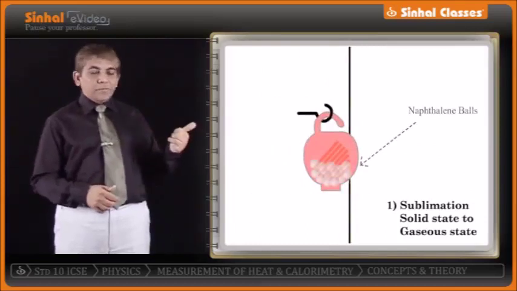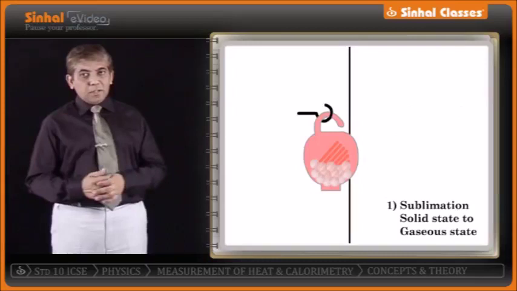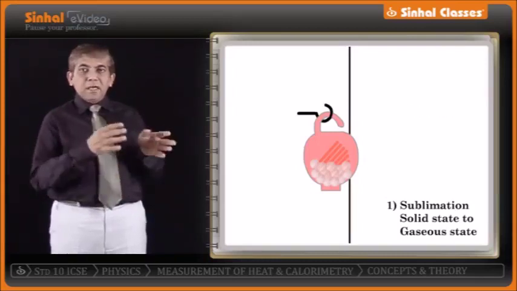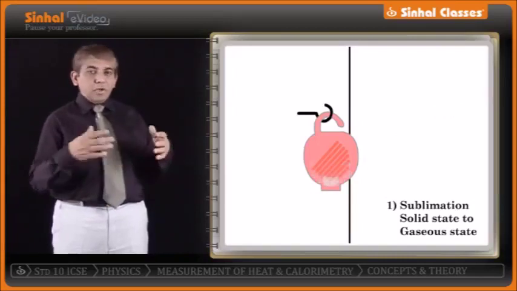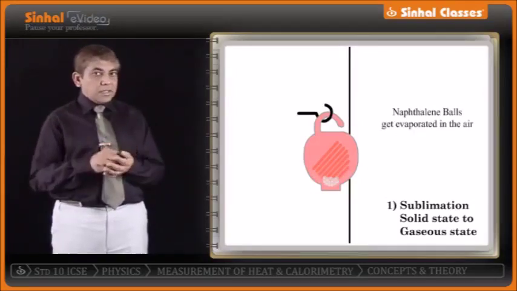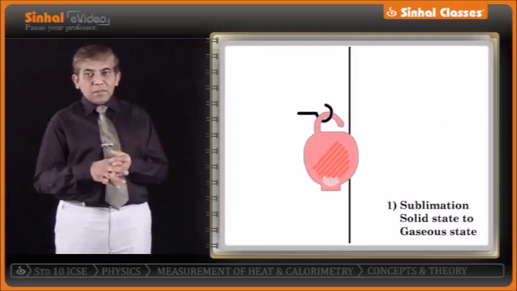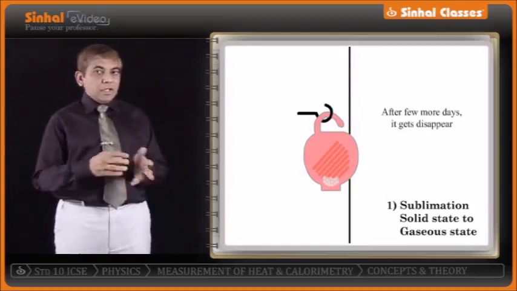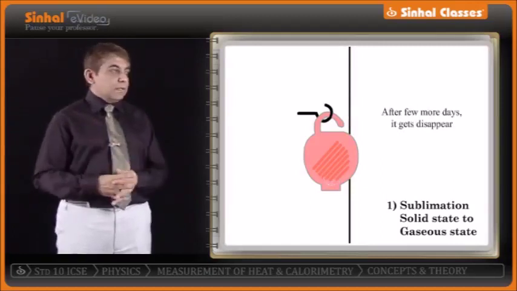A very good example for this is naphthalene balls. We see that naphthalene balls are kept across various containers and chests so that it gives you a proper aroma or a fragrance. What happens in this case? It doesn't get converted into the liquid state. It immediately gets converted into the gaseous state, which process is known as sublimation.